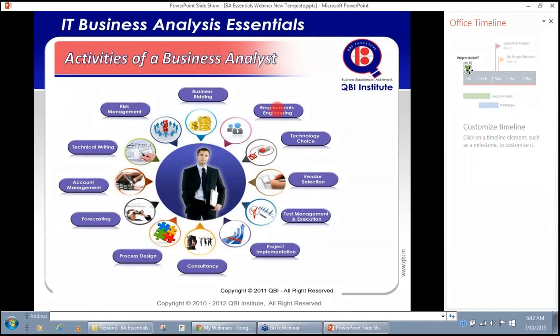The foremost activity of an IT business analyst is requirements engineering and management, or what you can call the requirements process. So requirements is the core activity and the core work of the business analyst.